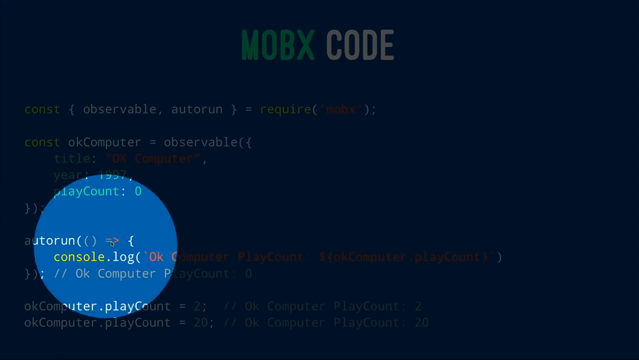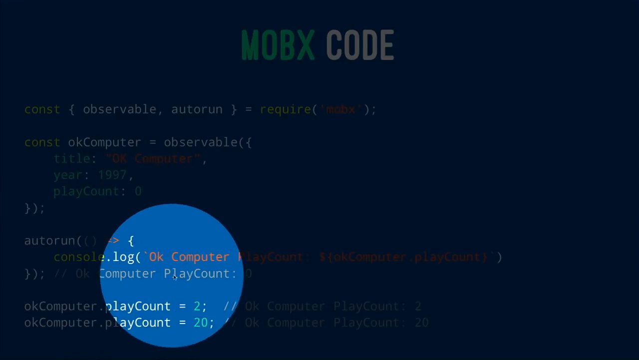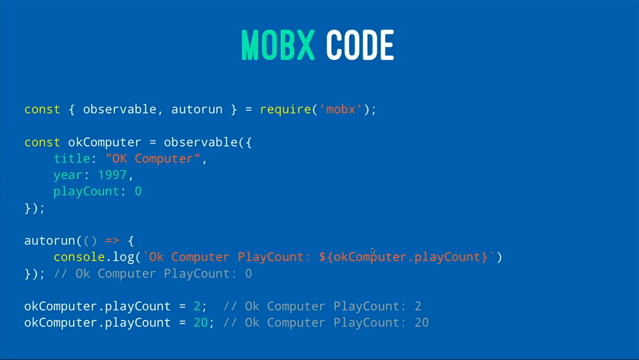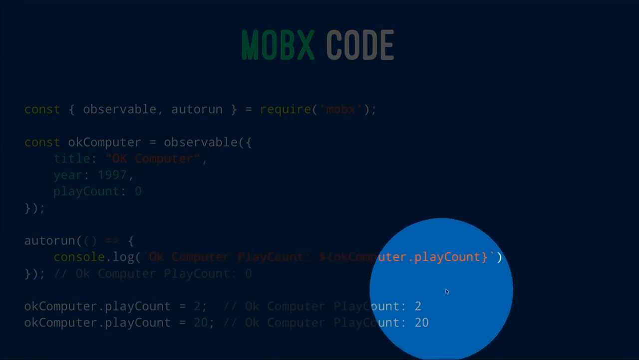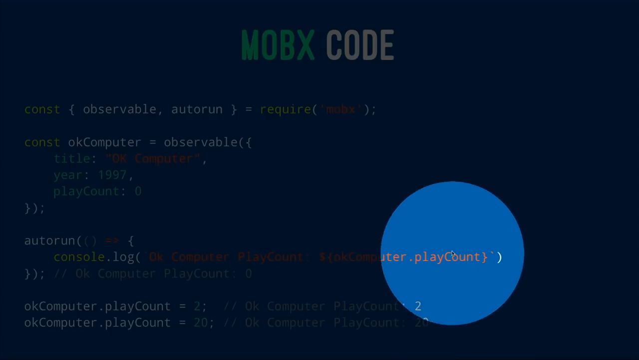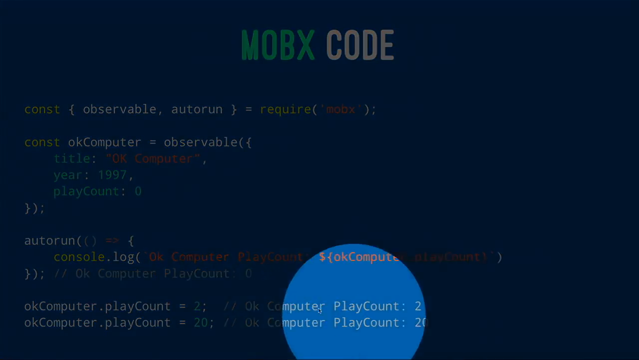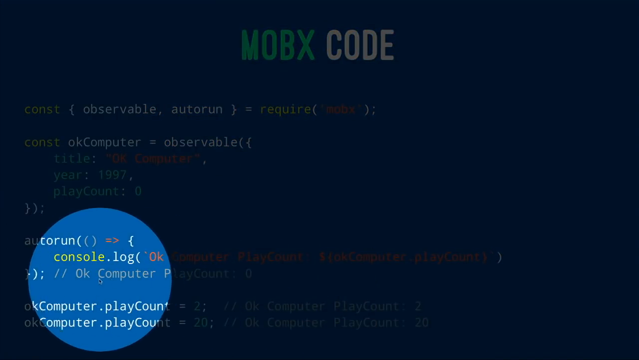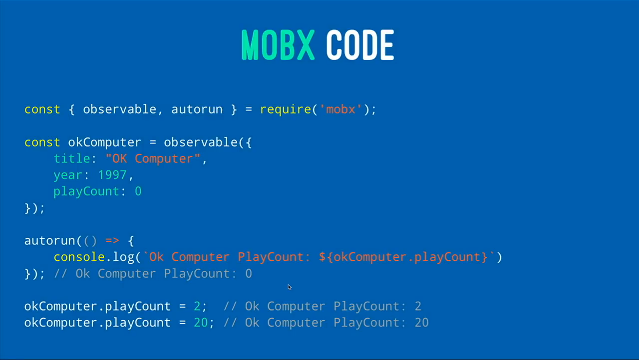Autorun is another function that accepts one parameter only and it is expecting a function. What autorun does is that, first of all, as soon as you write it, it's going to execute the function straight away. So immediately, we're going to get, this is a normal console log, OK Computer play count, and it prints how many play count I have on that album. As soon as I do the autorun, it's going to output OK Computer play count 0 immediately. But that's not a really useful function. So autorun, on top of that, will rerun the function that I passed as a parameter every single time any observable in that function changes.